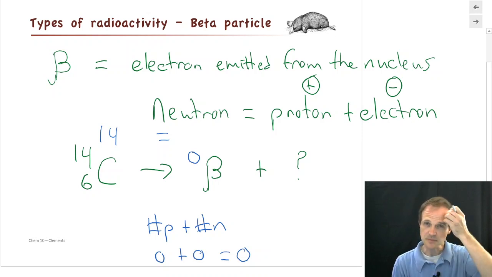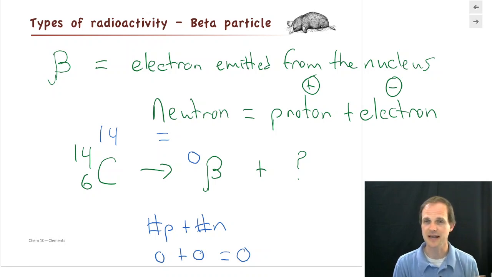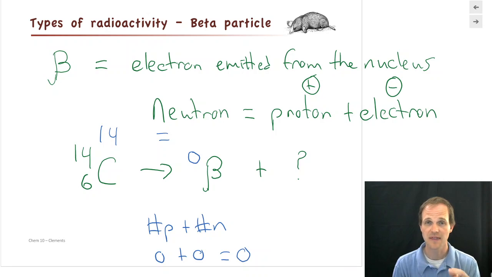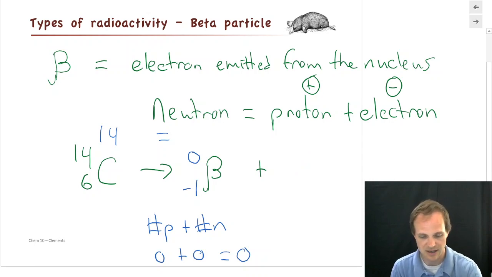Now, atomic number. We always said, hey, that's the number of protons, and so you might be tempted to put a 0 there as well. And that's not quite true. Yes, when we're talking about atoms, the atomic number is the number of protons. But when we're talking about nuclear radioactive particles, that number on the bottom is actually the charge of the particle. And the charge on an electron, we know, is -1. And so a beta has a mass number of 0 and an atomic number of -1. But that gets us what we want now, because now we can balance that out.